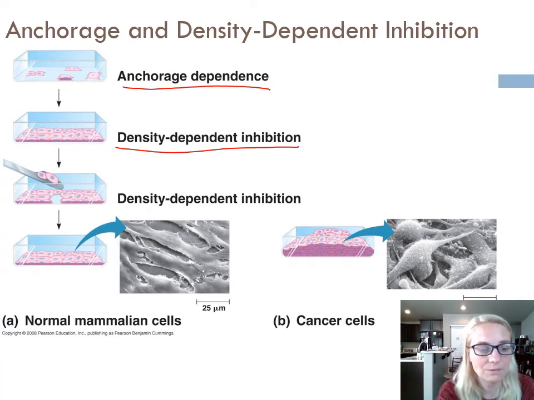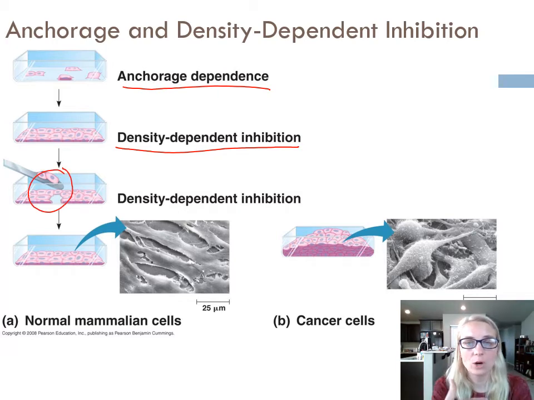But in this case, if they scrape a few of those cells out, those neighboring cells around that open spot will recognize that they have an open surface. Signal will come in, they can go through replication until they fill that spot again. So those are some things that are part of normal healthy cells: anchorage dependence and density dependent inhibition.